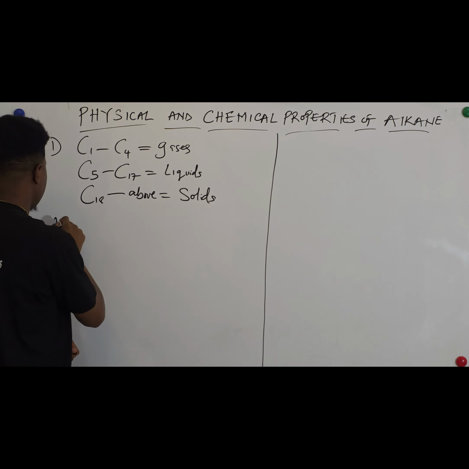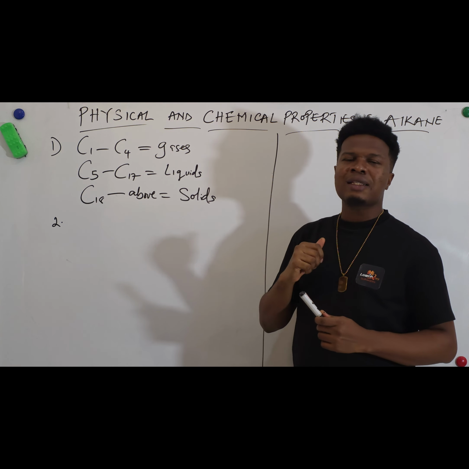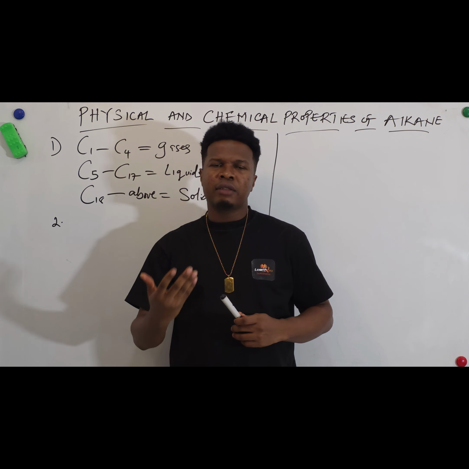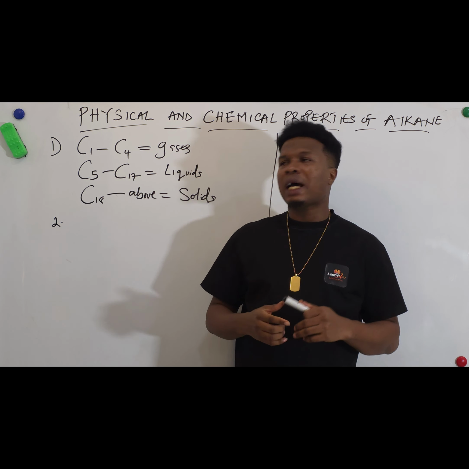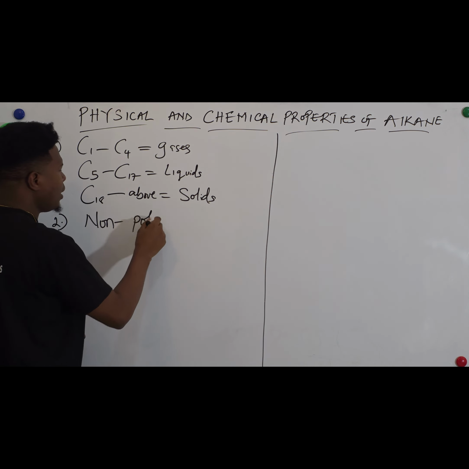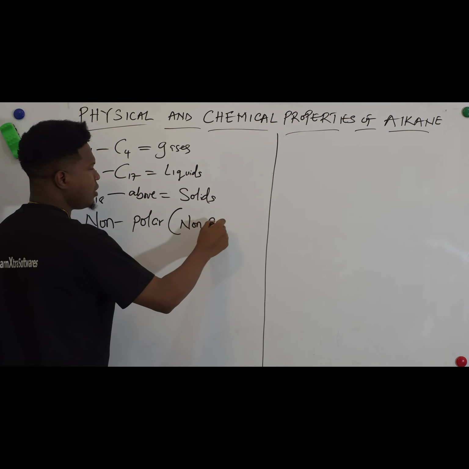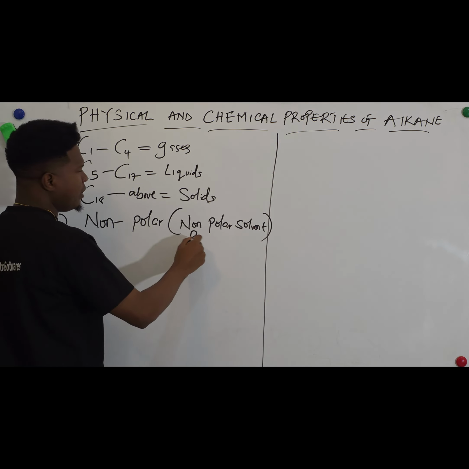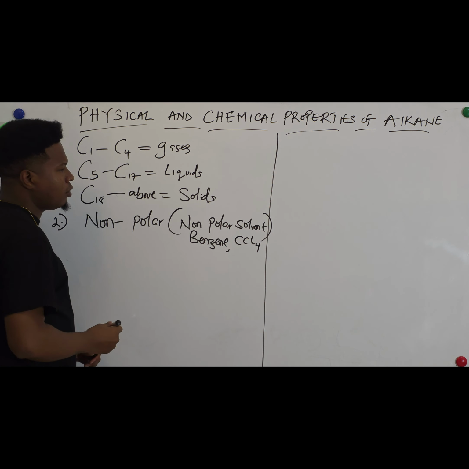So number two physical property. Number two is that alkanes are soluble in non-polar solvents. Alkanes are actually non-polar, and hence they can only dissolve in non-polar solvents. A good example of a non-polar solvent is benzene. We also have tetrachloromethane. These are all organic solvents.